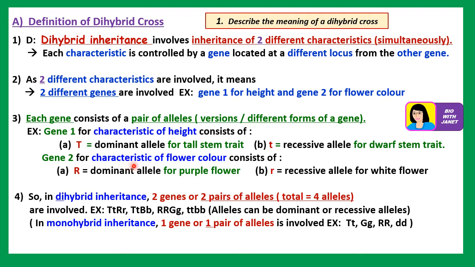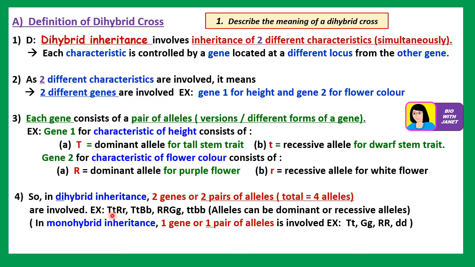And small t is the allele for dwarf stem trait. Secondly, there's gene 2 for the characteristic of, say, flower color. So it consists of big R, the dominant allele for purple flower, and small r represents the recessive allele for white flower. Okay. Thus, in dihybrid inheritance, two genes are involved or two pairs of alleles. Okay. So 2 times 2 equals 4. So there must be a total of 4 alleles involved. So when we write the genotypes of an individual in dihybrid inheritance, the genotype must consist of 2 pairs of alleles, okay, or 4 alleles.